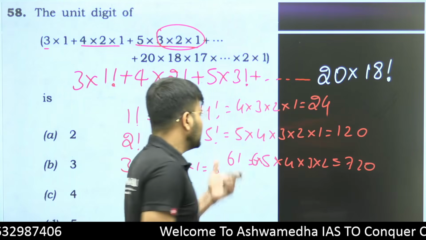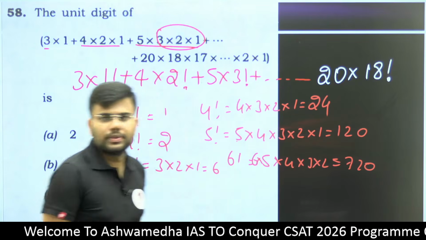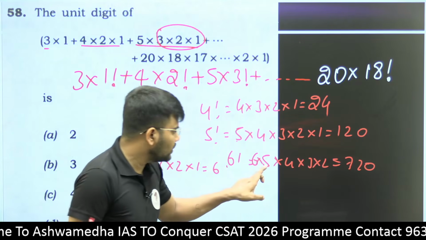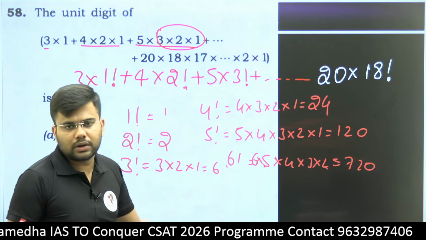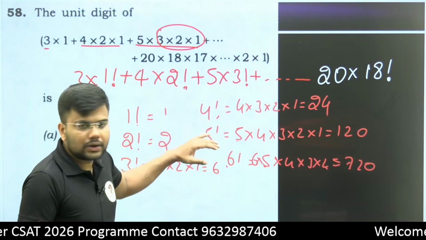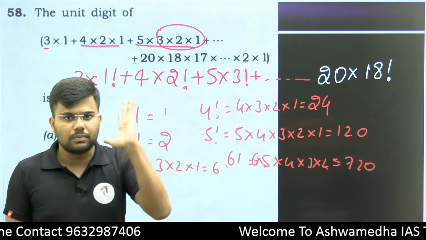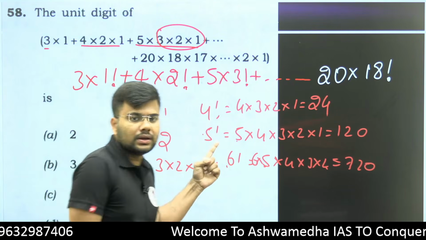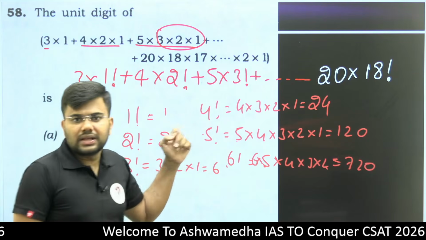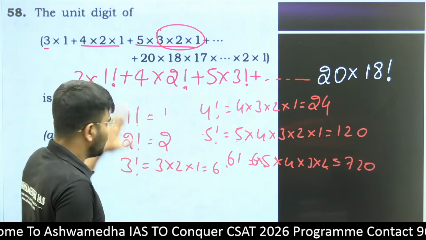Guys, if you observe here, after 5 factorial there comes a 5 and a 2. In 6 factorial also there will be a 5 and a 2. In 7 factorial also there will be a 5 and a 2. Hence for any factorial greater than or equal to 5, the unit digit would be 0. Fine? I hope it's clear.